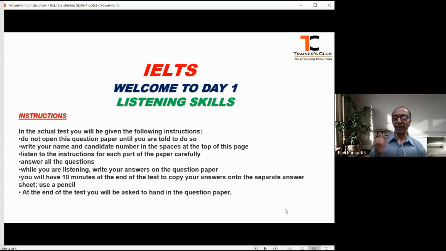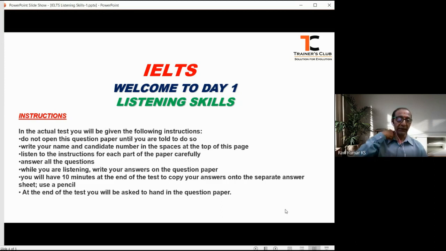Always use a pencil. Don't use a pen. Always use a pencil. That's the reason I told you to always carry a sharpener, an eraser, and a new pencil to the examination center. Carry a couple of pencils so that your writing is very clear and legible.